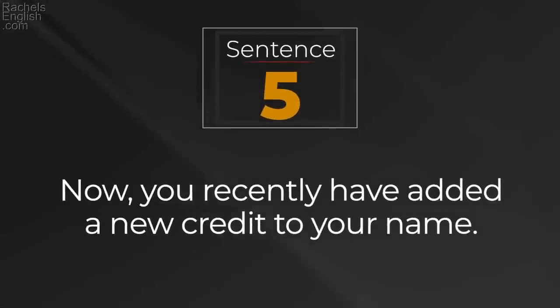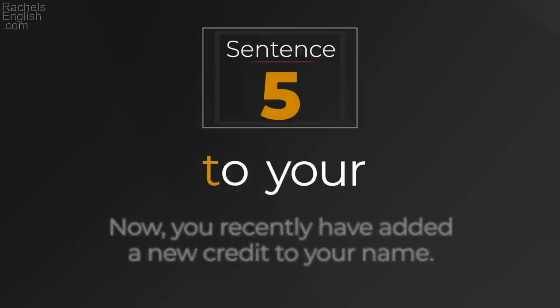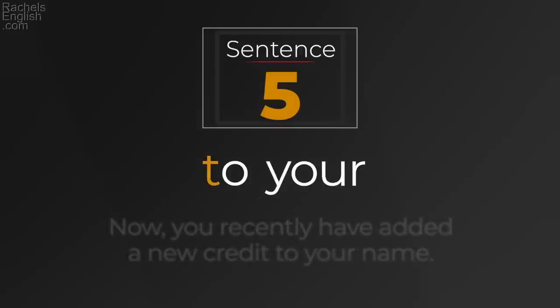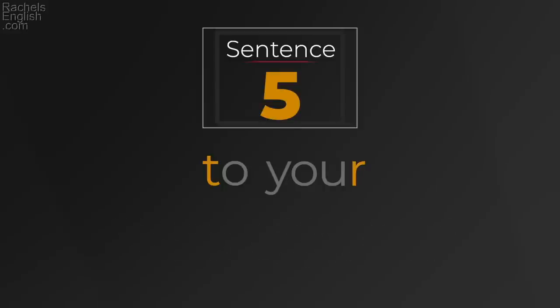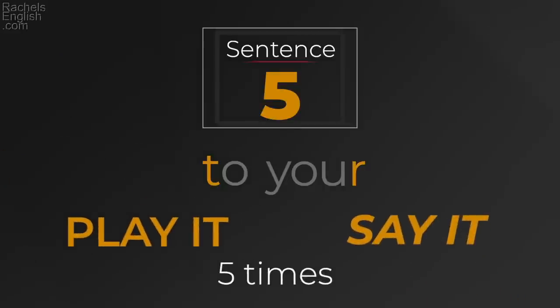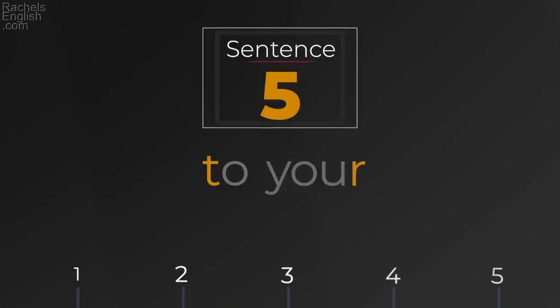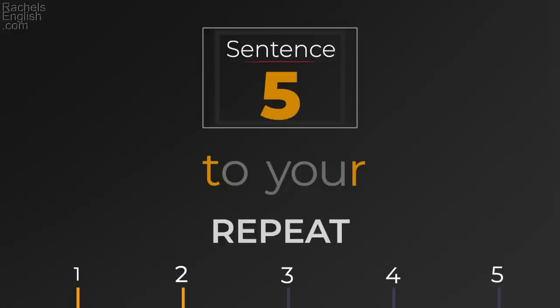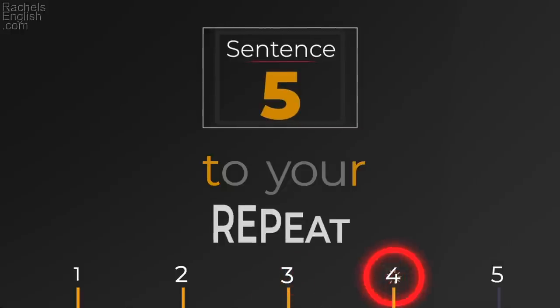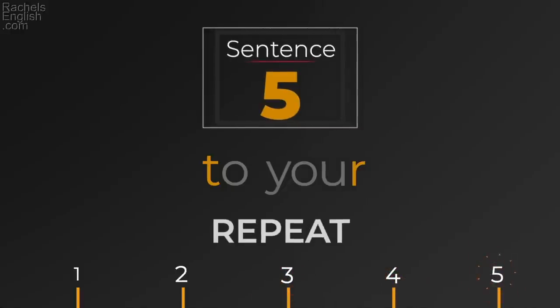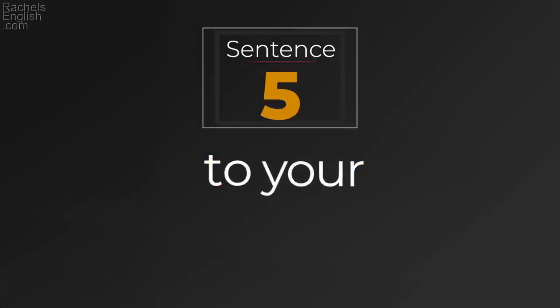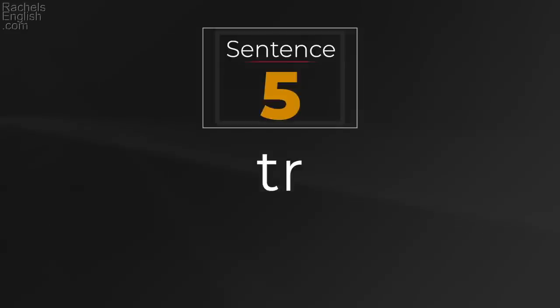Sentence five. Now, you recently have added a new credit to your name. And the fragment in the quiz. Cheer. The T sounding a little bit more like a CH. That's the influence of the R coming later. Play it, say it 5 times. Isn't it interesting? There's a lot less happening with your mouth.